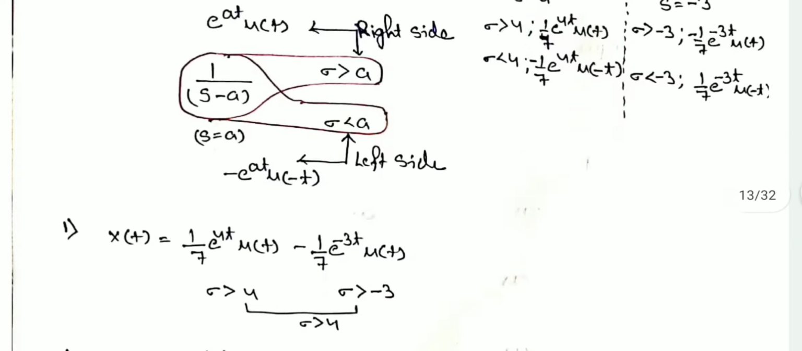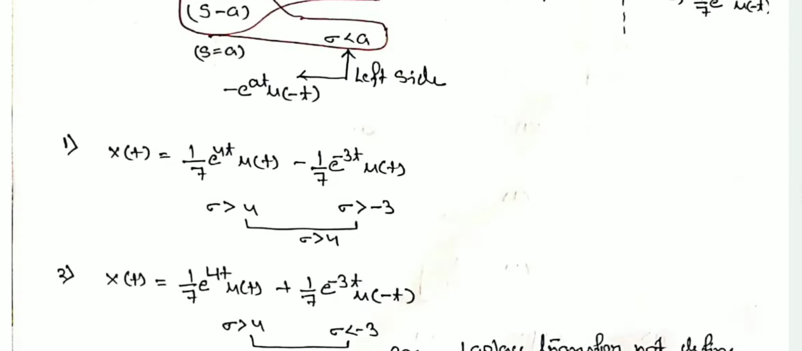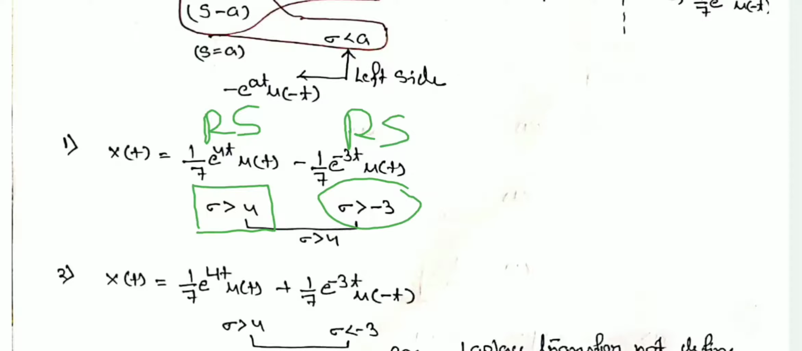Okay, when we combine these, there are four possible cases. First, when both signals are right sided: the first signal is right sided, the second signal is also right sided. If both signals are right sided, then the first signal's ROC is sigma greater than 4 and the second ROC is sigma greater than minus 3.